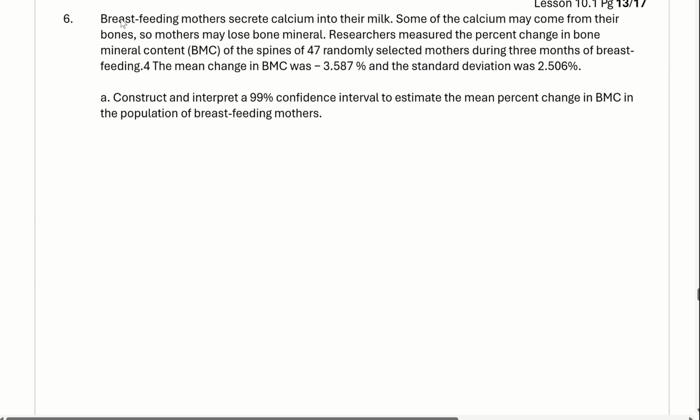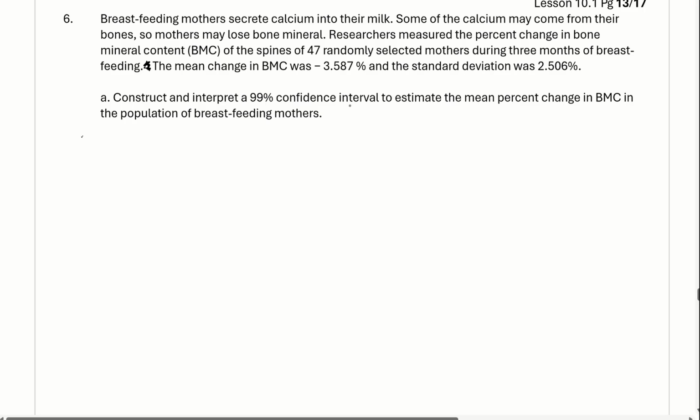All right, 6. Breastfeeding mothers secrete calcium into their milk. Some of the calcium may come from their bones, so mothers may lose bone mineral. Researchers measured the percent change in bone mineral content, or BMC, of the spines of 47 randomly selected mothers during 3 months of breastfeeding. Okay, the mean change in bone mineral content was negative 3.587%, and the standard deviation was 2.506%. Construct and interpret a 99% confidence interval to estimate the mean percent change in BMC in the population of breastfeeding mothers.